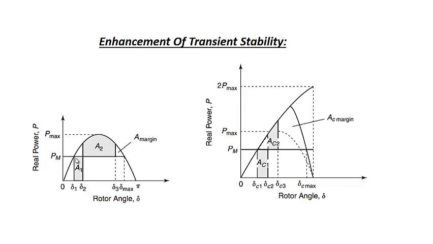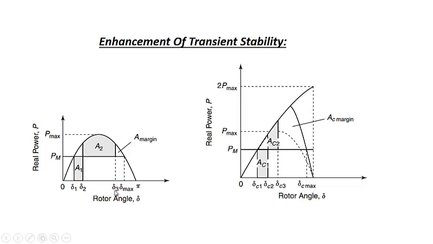The rotor angle will increase. That is why it goes from delta 1 to delta 2, and when the fault is cleared, electrical power is restored to this point, and there will be some deceleration. The rotor angle is still increasing, but with decreased speed. I have discussed these things in the previous classes. So this will go on until area 1 is equal to area 2, and delta will go on increasing up to that point.